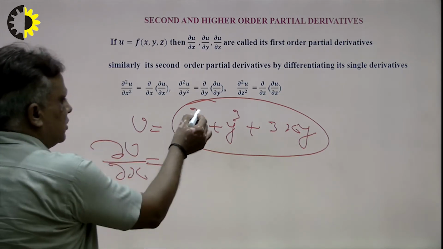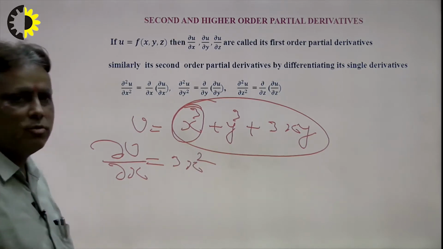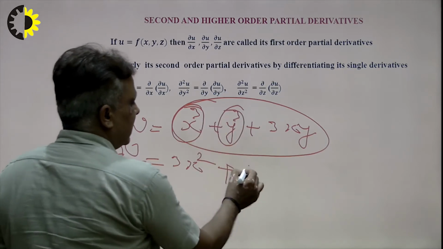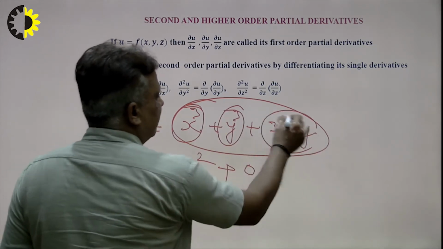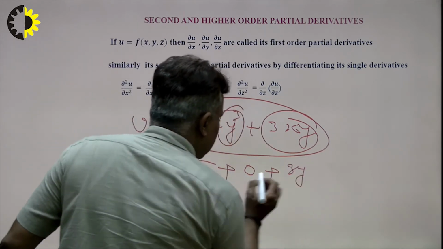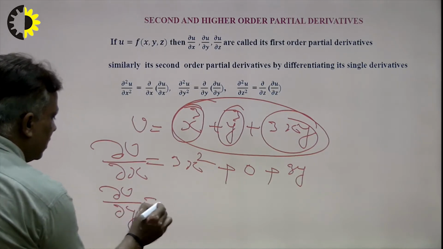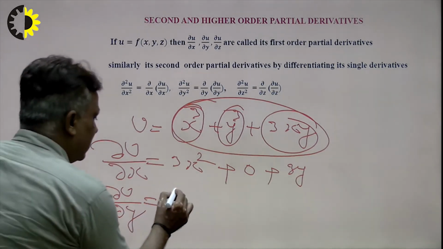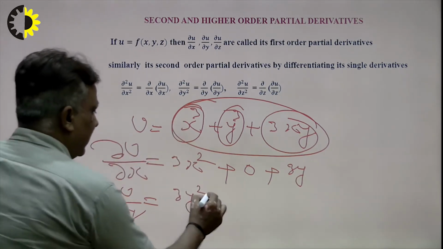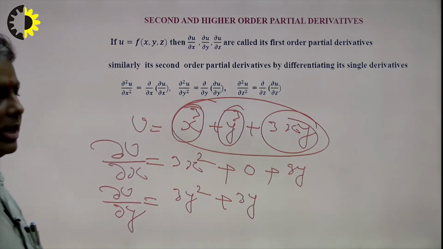So what is the differentiation of x cube with respect to x? It is 3x square. Plus y cube is a constant, so its differentiation is 0. Plus the differentiation of 3xy with respect to x: the differentiation of x is 1, so we get 3y. Suppose I want to calculate del u over del y. Del u over del y will be 3y square, because the differentiation of x cube is 0, plus 3x. In this way we can find the result.